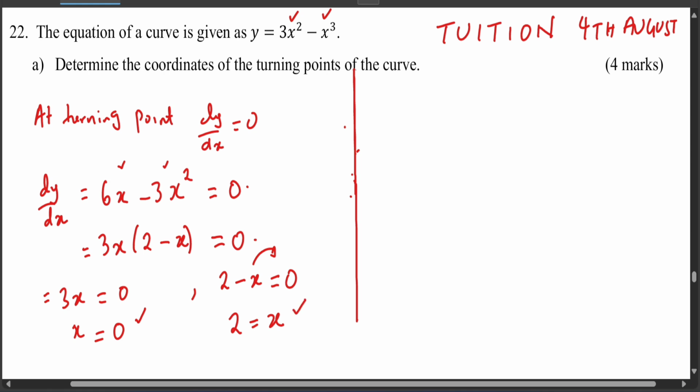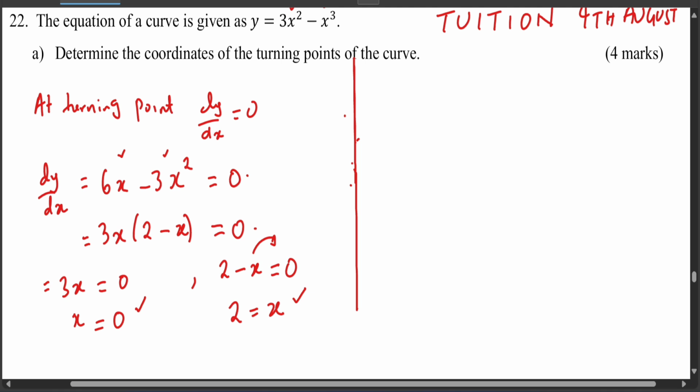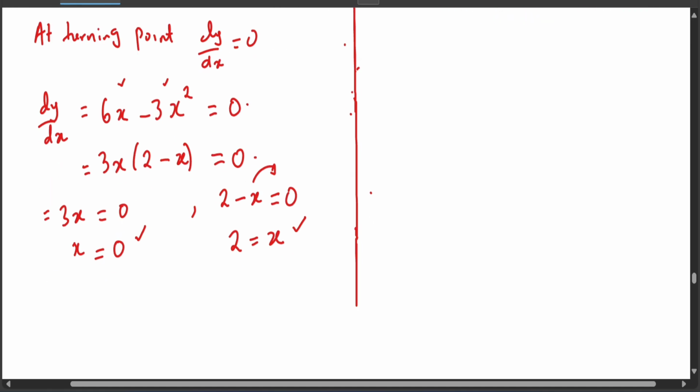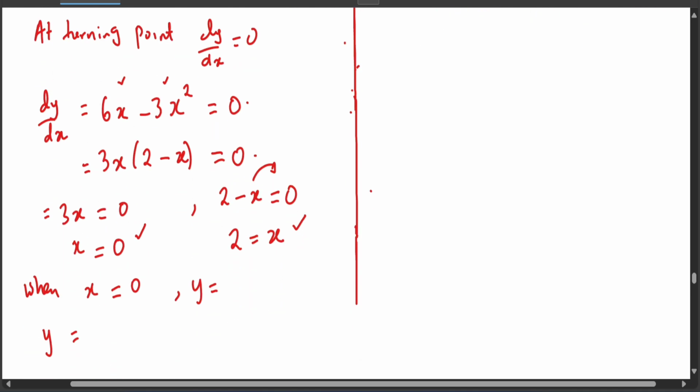Sasa bado kutafuta our y value. Now for us to find the y value, you don't go back to your gradient function ambao ni dy dx, usije ukaenda kwa dy dx alafu ukasubstitute, it will be very wrong. So you go to your y function. Your y function is 3x squared minus x cubed.